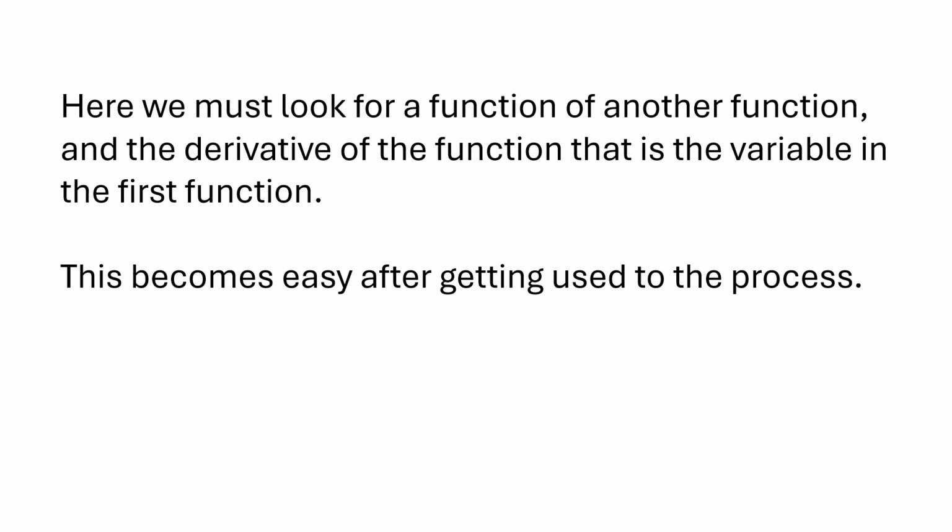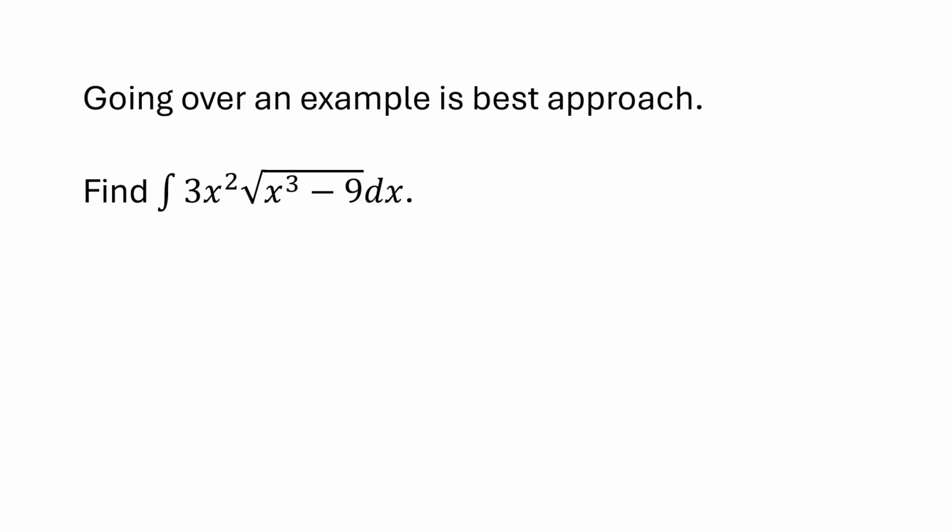and the derivative of the function that is the variable in the first function. So we have f of g of x, and what we're actually going to do is look at the f form, and then we're going to look at the derivative of g of x. This becomes easy after getting used to the process. Going over an example is the best approach.